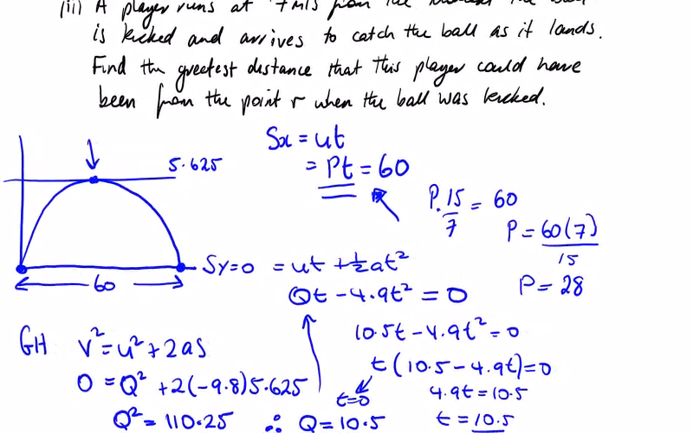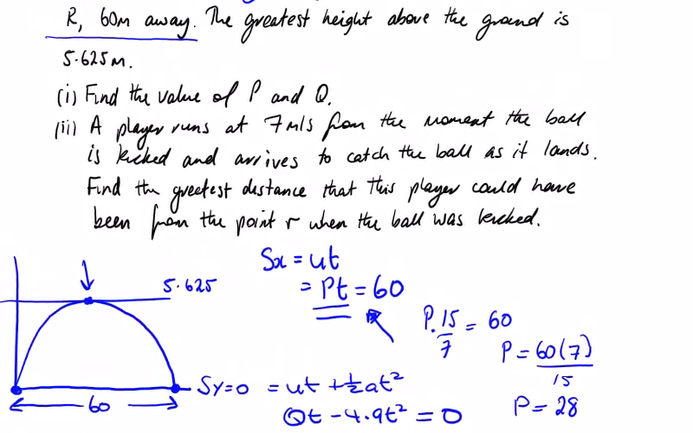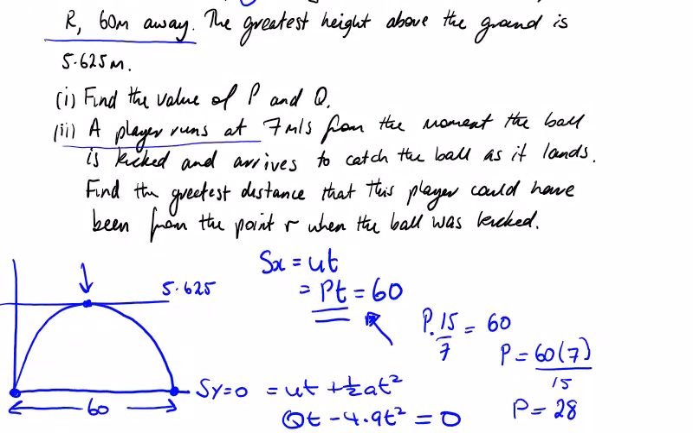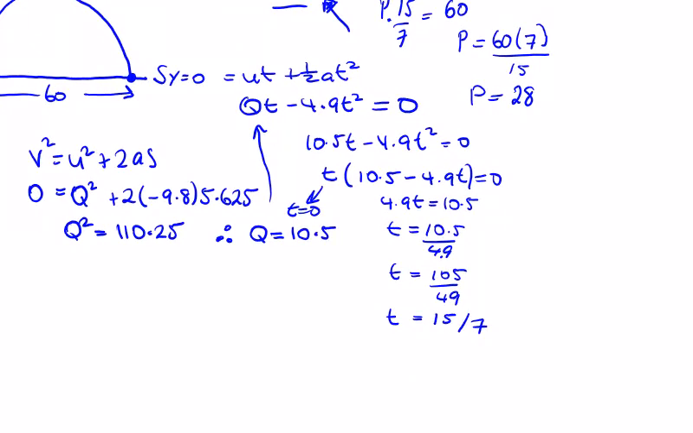So now we're asked here, find the greatest distance. Actually, sorry, part 2 is longer one. A player runs at 7 meters per second from the moment the ball is kicked and arrives to catch the ball as it lands. Find the greatest distance that this player could have covered. Well, he's going 7 meters a second, and the ball took 15 over 7 seconds. So his speed times the time is going to give me, he could have covered 15 meters maximum.